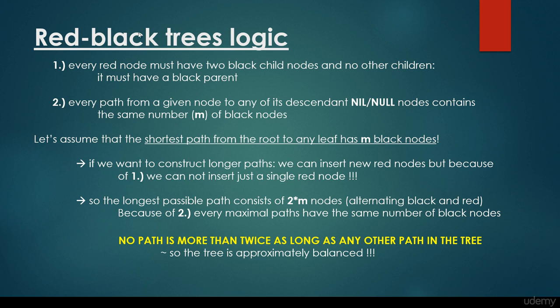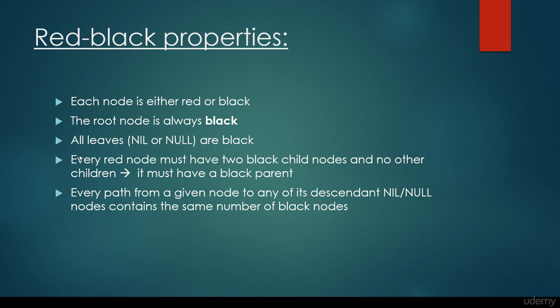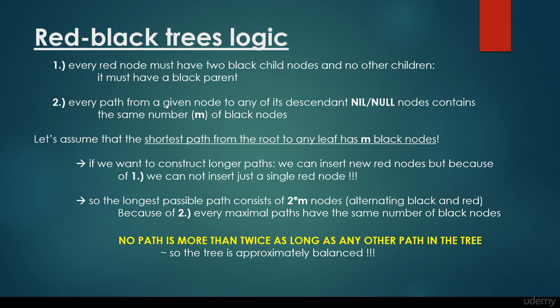But what's the logic behind red-black trees? Why have we defined the principles like this? Why is the root always black? Why are all leaves black, and so on? How do we make sure that with these principles we are going to end up with a balanced tree?